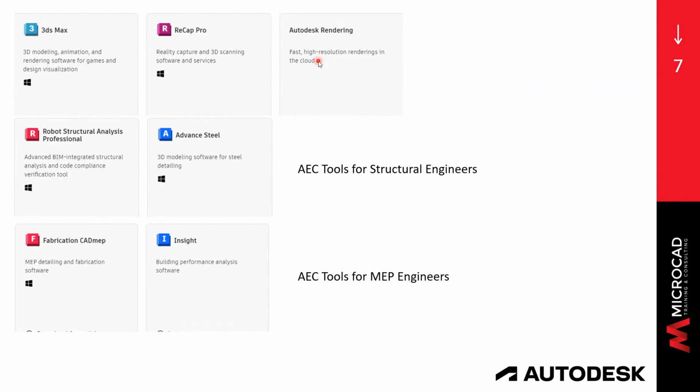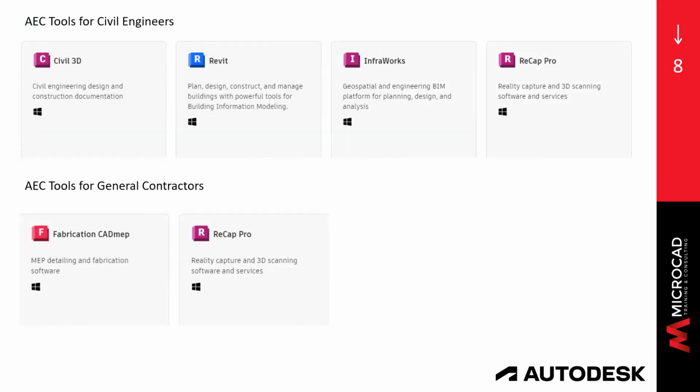Now, for structural engineers, besides everything that I already mentioned, you also have Robot Structural Analysis Professional and Advanced Steel. For MEP, you have Fabrication CADmep. And obviously for energy analysis, you have Insight. So all these tools are really important.